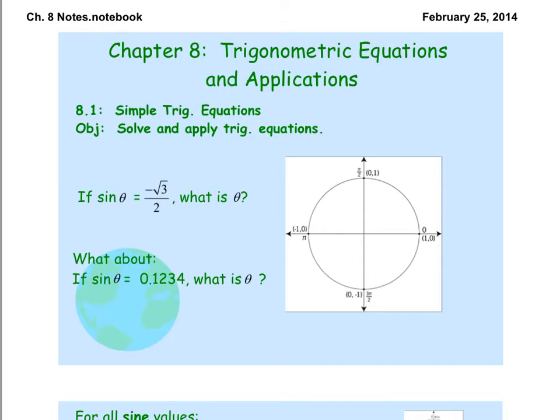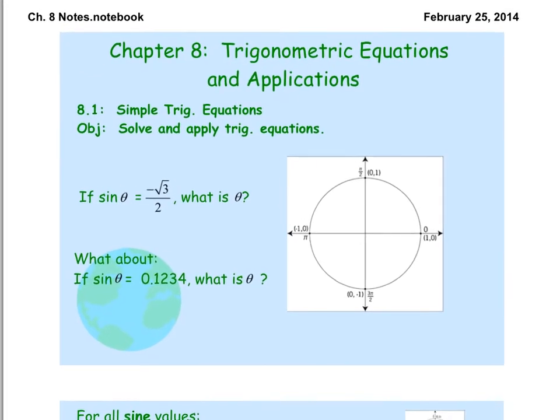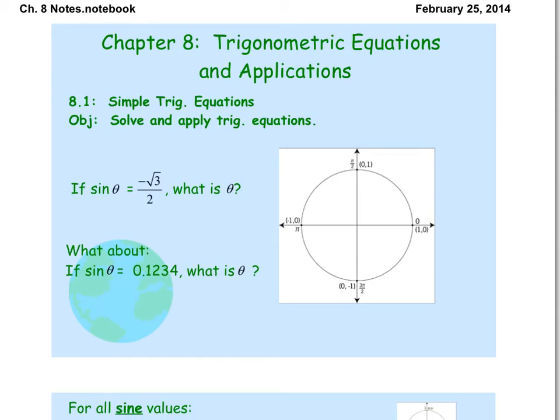If sine of theta is negative square root 3 over 2, what is theta? What angle are we talking about? In Chapter 7, we talked about how we would reference 2 points on the unit circle and look for their y-coordinate to verify which one has a sine value of square root 3 over 2, or negative square root 3 over 2.